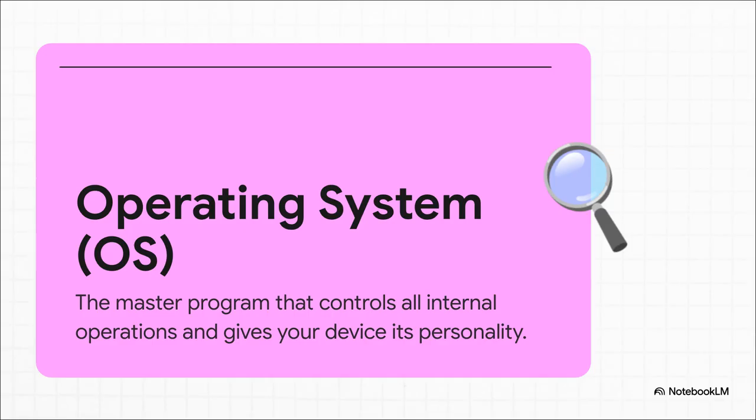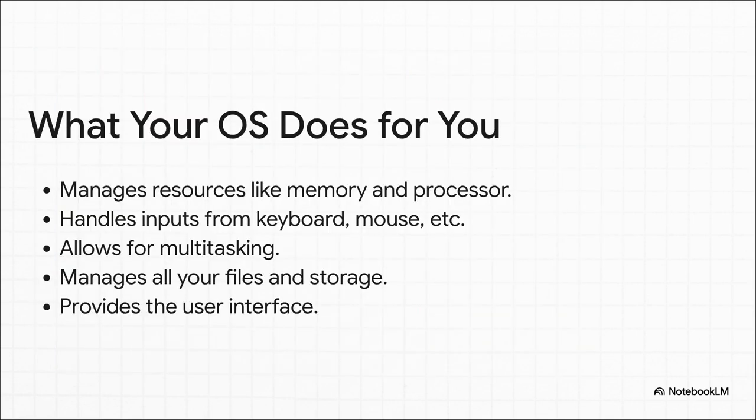You can think of the OS as the boss, the master controller, the brain of the whole operation. It's the one master program that's in charge of everything, all the hardware, all the other software. It's really what gives your phone or your computer its unique personality. So what does this boss actually do all day?